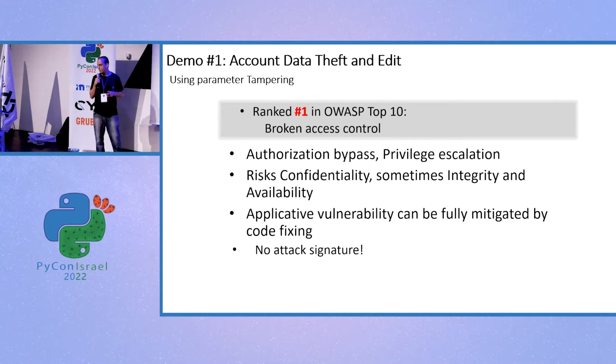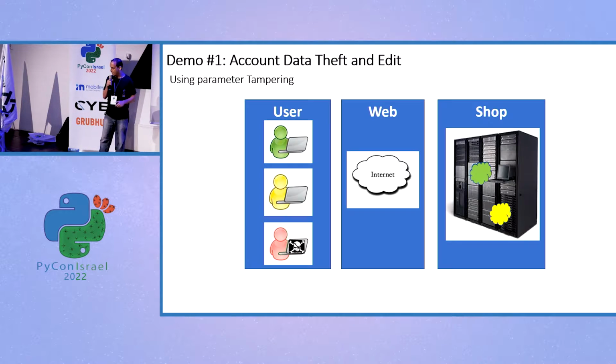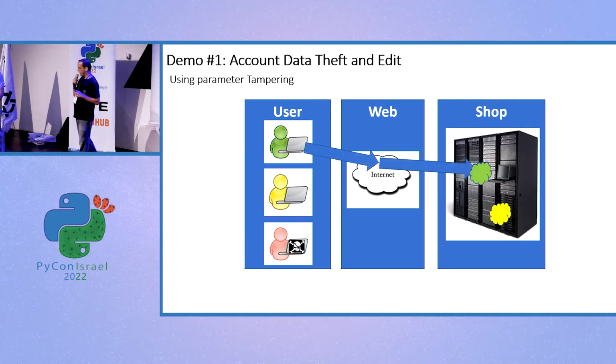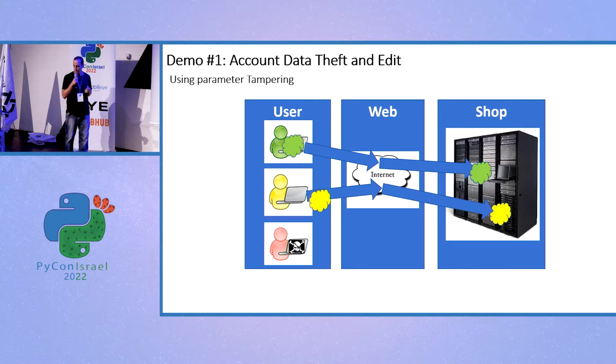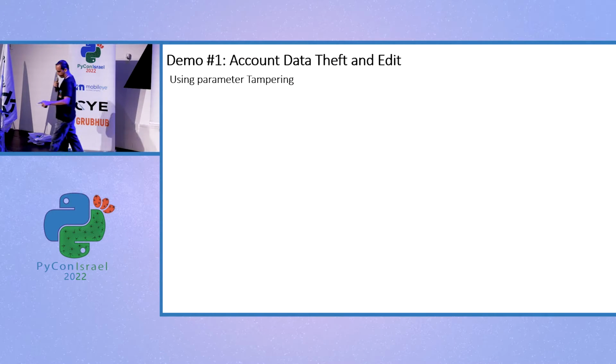And it is an applicative vulnerability that can only be fully mitigated by code fixing. Even if you have a firewall and an antivirus and a web application firewall, which is specifically designed to tackle applicative vulnerabilities, nothing would stop this attack from taking place because there is no signature. I'm taking one valid value and replacing it with another one, as I'm going to show. So in the first demo, user A accesses his own data, user B accesses his own data, but user B can also access user A's data. So let's see it live.